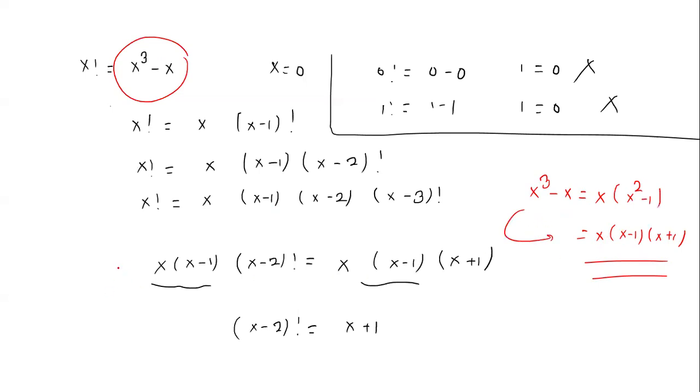Now you can also write x factorial as x multiplied by x minus 1 multiplied by x minus 2 factorial. Now we see 0 is not a solution, so we can cancel x. 1 is also not a solution, so we can cancel this thing, and we can get the final thing as this: x minus 2 factorial is equal to x plus 1. So this is a simplified form.